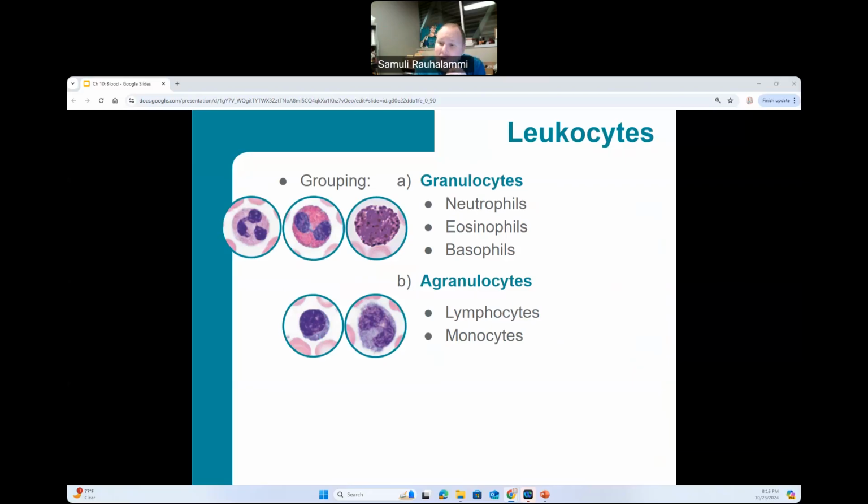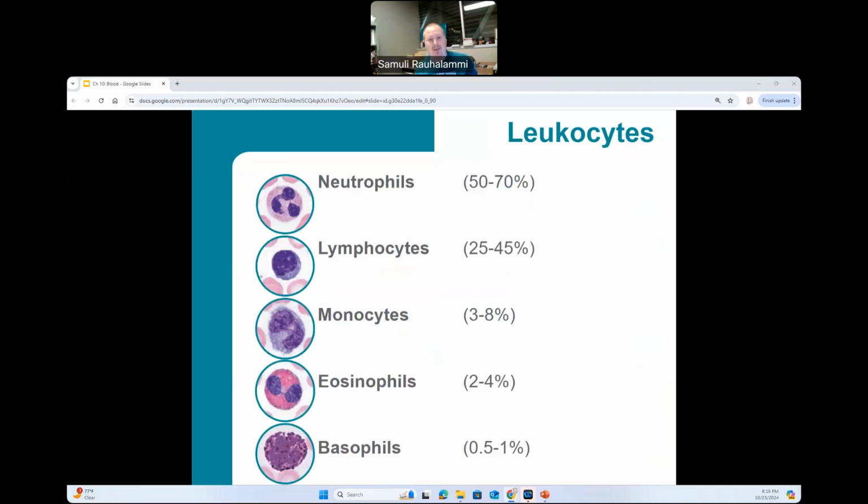So what I would like you to be able to do is to classify white blood cells in order from the most common to the least common. So let's see if I can help you with that. Here I have organized the white blood cells from the most common to the least common. And notice that this is in a normal, healthy individual. The numbers can change and do change depending on what type of disease we might have.